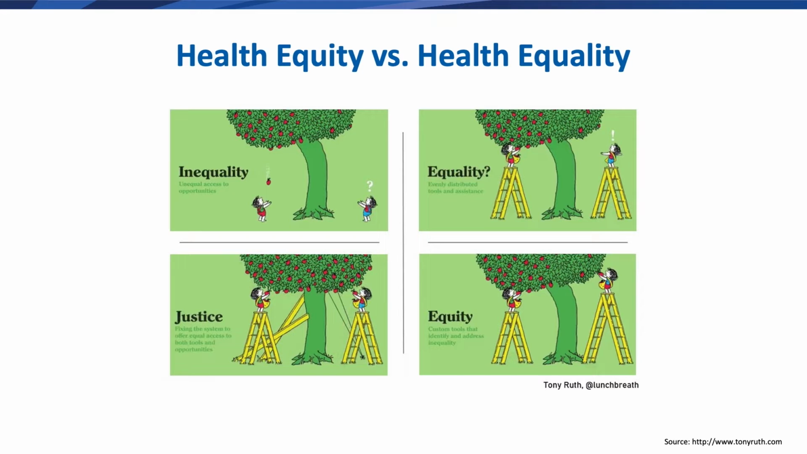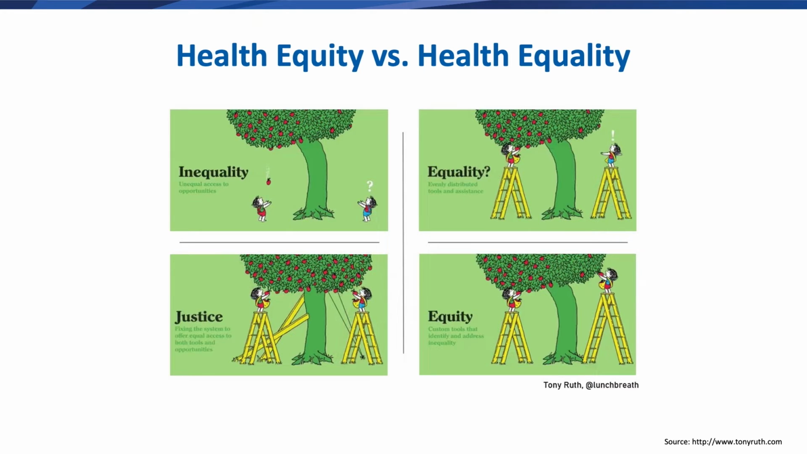Equity is achieved when we customize the tools that identify and address inequality. So in this case, we know that we're not going to be able to bend the tree, but we're going to give the little boy on the right a taller ladder so that they have equal access to all the apples. Equity is our goal. Start with equality and be prepared to give more tools and resources to some people than to other people in order to achieve what you want, which is equitable access. Four pictures demonstrating the differences between inequality, equality, equity, and justice, using children picking apples using ladders to reach the top of the trees.